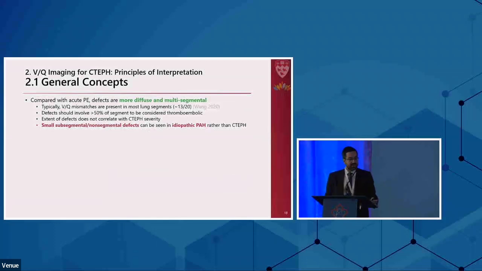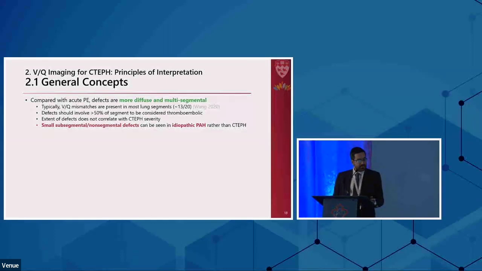So how do we interpret these studies with chronic PE? In general, in patients with CTEPH, compared with acute PE, the defects are going to be more diffuse and multi-segmental, and they're going to involve a large number of segments. So if you see one, two, three segments, and we'll say one or two segments with some equivocal defects, it's probably not the cause of the pulmonary hypertension.